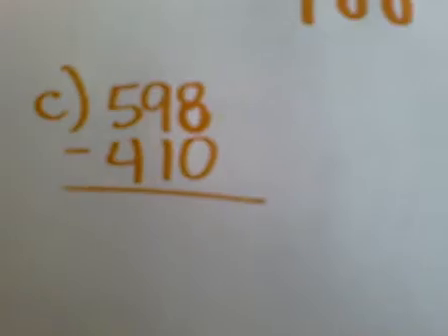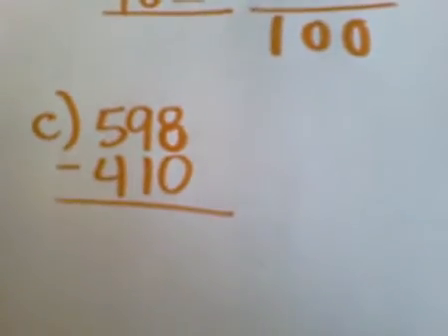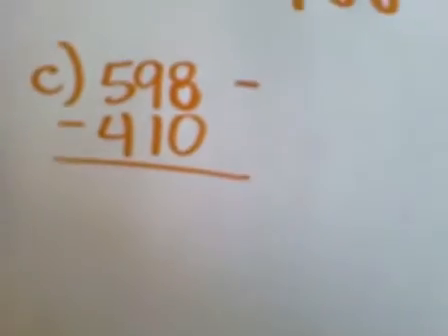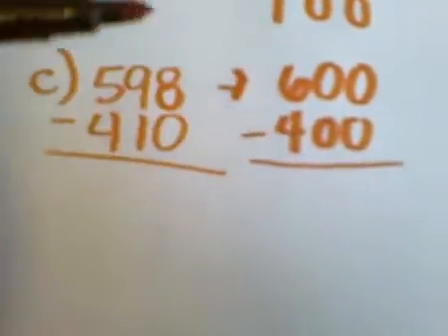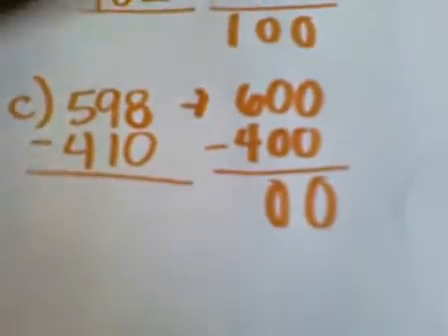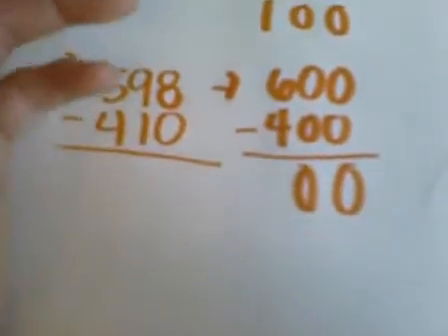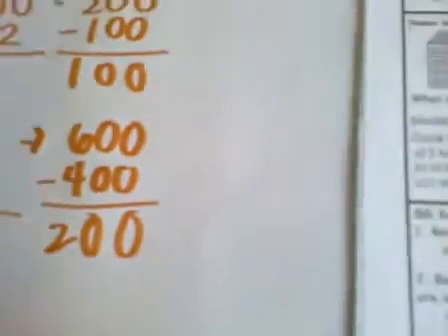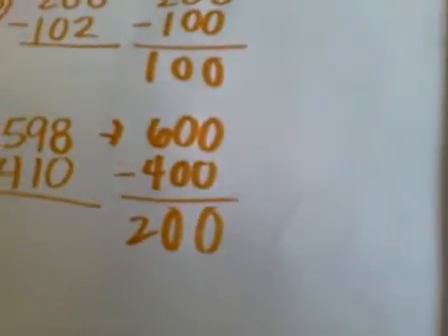And the last one. 598 minus 410. 598 is closest to 600. 410, it's about 400. So when I subtract these out, 0 minus 0 is 0, 0 minus 0 is 0, 6 minus 4 is 2. 200 is my difference. So I'm going to transfer my answer here. I can eliminate C. B is my best answer choice for this question.